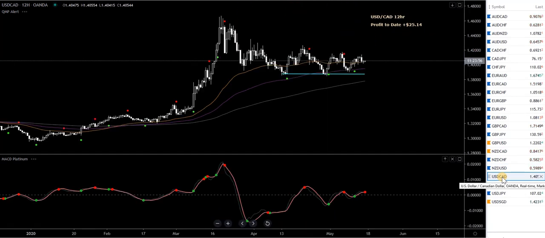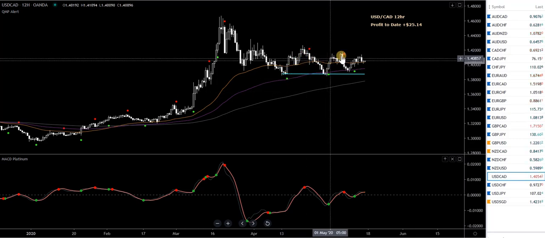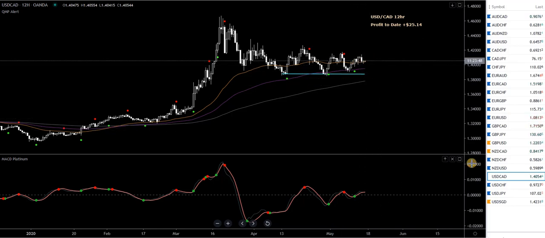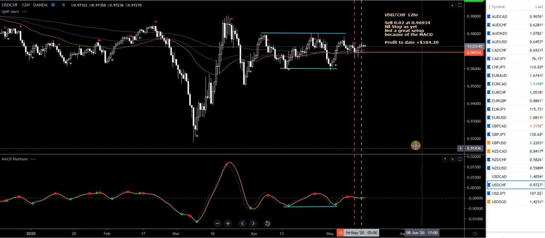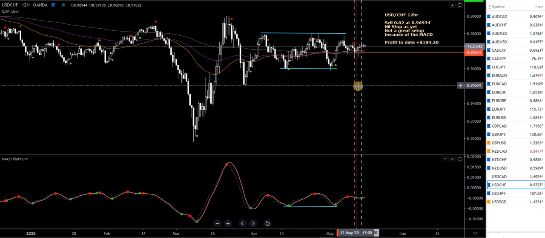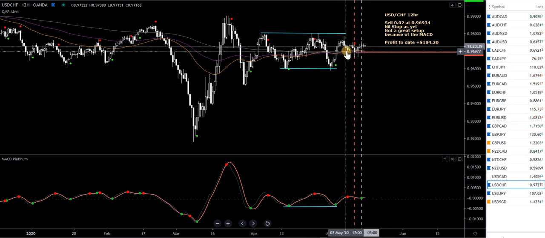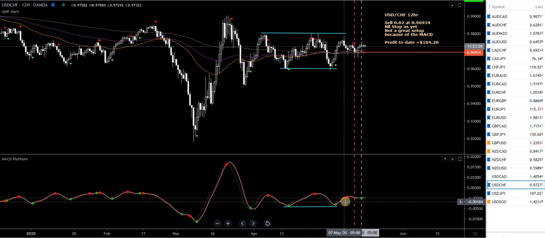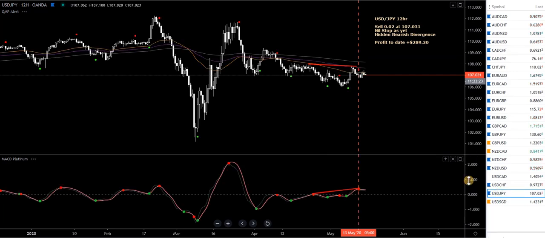USD CAD, nothing happening. It's been a nice little move, but just not going anywhere. It wasn't a trade, a buy, and I closed it. USD Swiss franc, there's a sell here. It's gone sideways from then. It's at the 7th of May, it's just going sideways, and we're still sideways, and I'm in a sell. Look at the MACD platinum, it's hugging the 0 level, so just have to wait and see what happens there. USD Japanese yen in a sell, went against me, now starting at the entry level, nothing to get excited about.